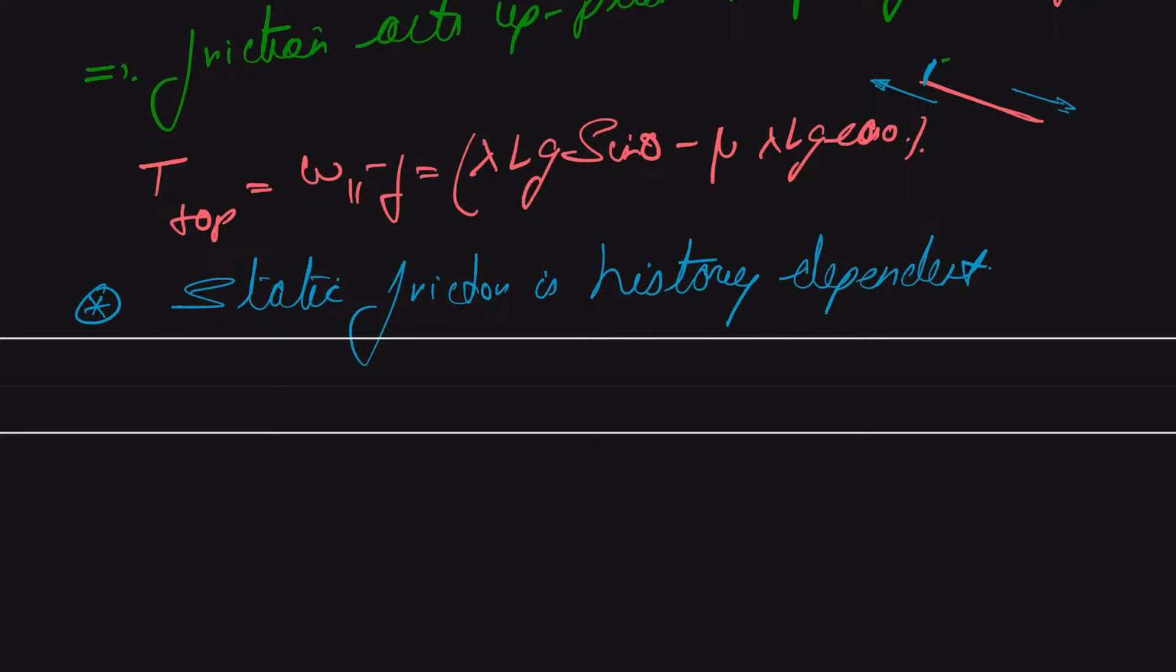Okay, so in this particular case, the history is how we are going to place the rope. Like in the first case, we discussed that the rope is simply lying there on the slope. So that is the history of that, and based on this we were able to find out the friction.